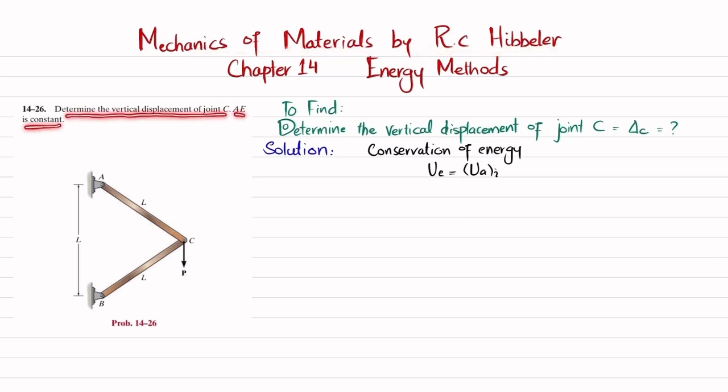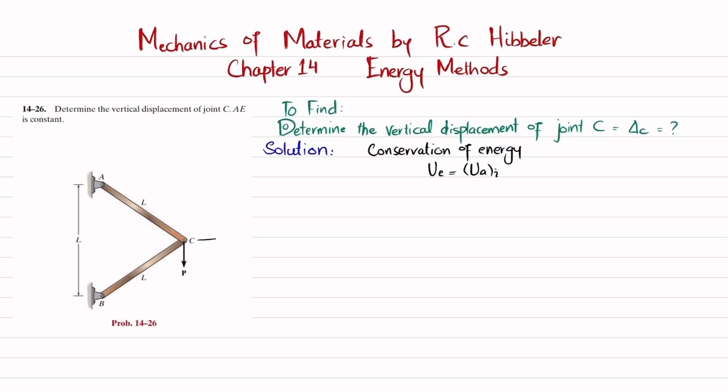EA is constant. So you can see this is a truss where this is joint C, where load P is applied, and the length of AC is L as well. BC is also L, and the product EA is constant. So due to this load, this joint C will move downward, that is, cover this delta C. So you have to find this delta C. So let's start with the solution.